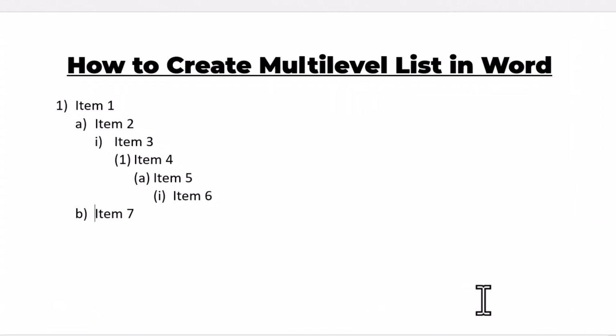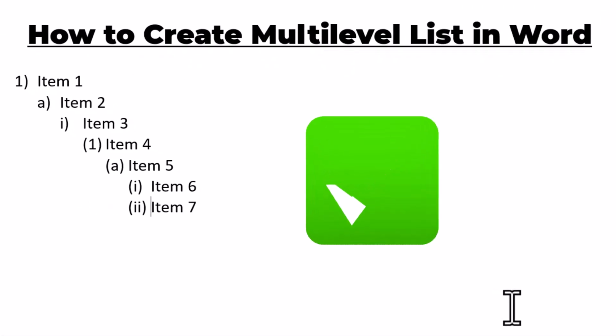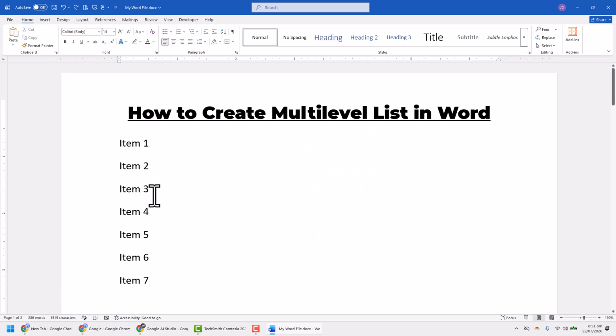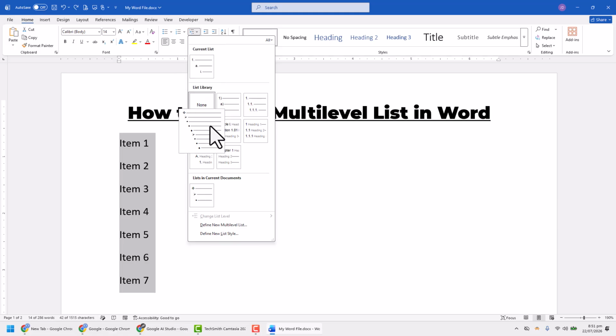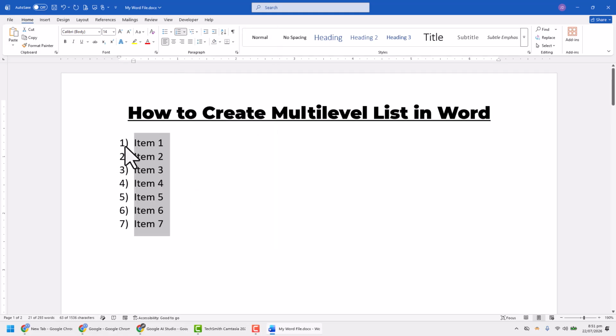Today, you will learn how to create a multi-level list in Word. First, type your list with each item on a separate line. Then, select the entire list, go to the Home tab, click the Multilevel List button in the Paragraph group, and choose any built-in multi-level list style. Your list is now formatted.